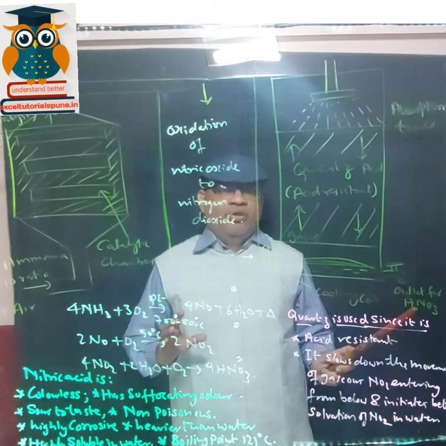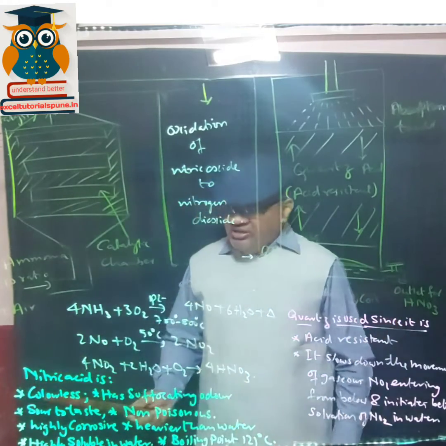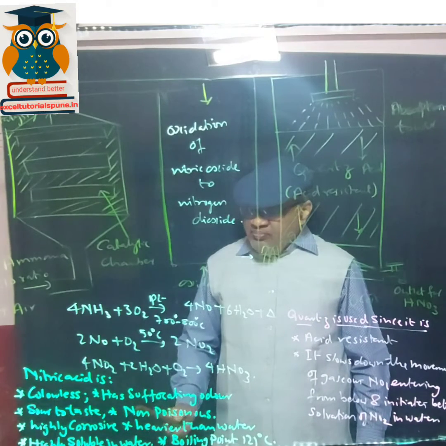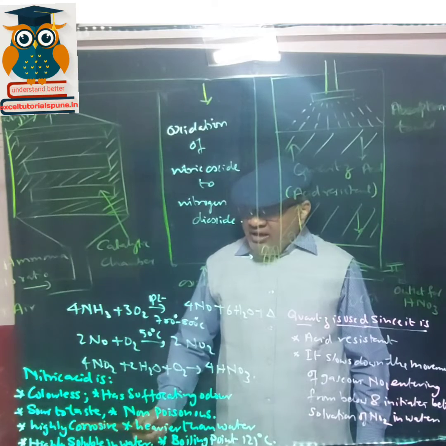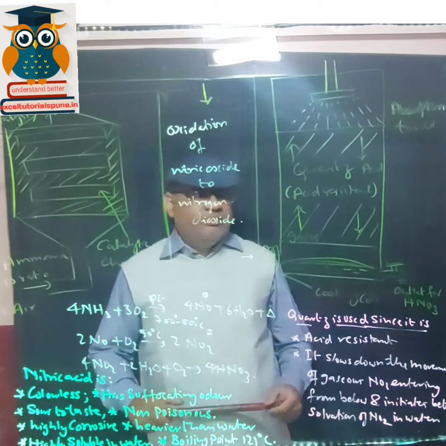acid to it. Okay, now the nitric acid which you get is colorless, it has a suffocating odor, it is sour to taste, it is non-poisonous, highly corrosive, heavier than water, highly soluble in water, and has a boiling point of 121 degrees Celsius.